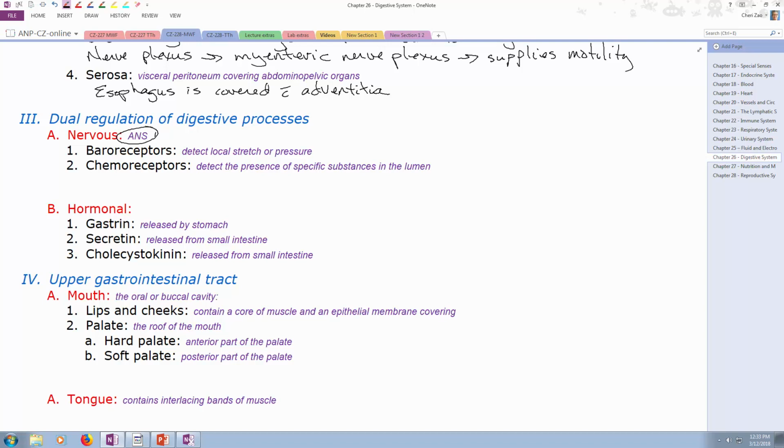So we have baroreceptors that are designed to detect local stretch and pressure. And so when something's in there, that means that we need to start some of our digestive processes, whether it's a physical action or a chemical action. So we have those there. And then chemoreceptors. We also have chemoreceptors throughout the digestive tract that are going to detect the presence of certain things within the digestive tract or within the lumen itself.